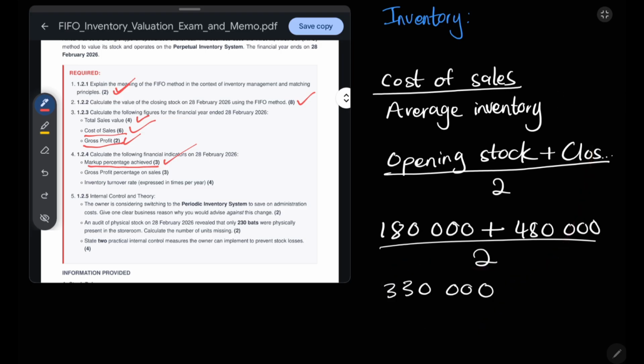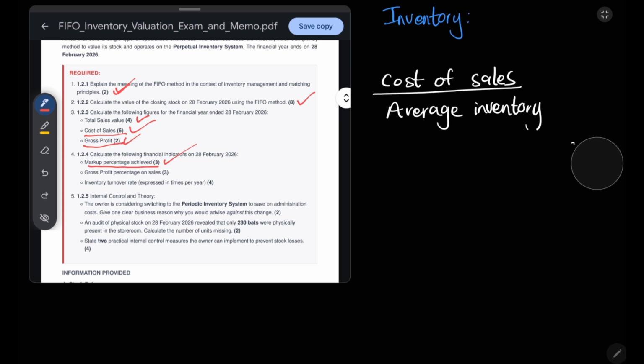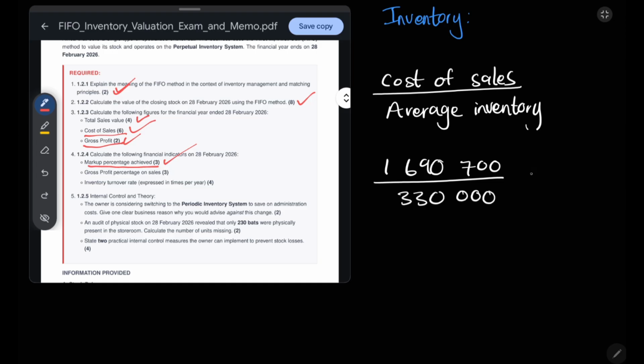Okay, however, this is your average inventory. You haven't answered the full question, so we have to substitute this 330,000 there at your average inventory. So I'm just going to erase this, but you guys should show all this information in your answer book or in your notebook or your classwork book. Our cost of sales was 1,690,700 over our average inventory that we just calculated. We said that is 330,000. So punch this in a calculator and you should get an answer of 5,12.